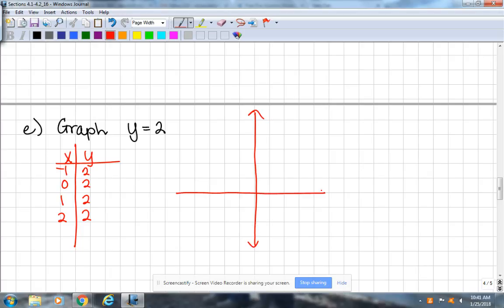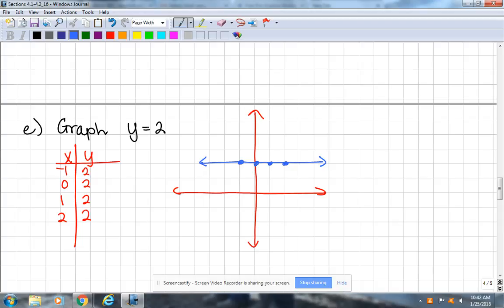I'm going to graph mine in blue so you can see it better. Left 1 up 2, 0 up 2, 1 up 2, 2 up 2. So yeah, it's horizontal. Where is it crossing the y-axis at? 2. So y equals 2 is a horizontal line that crosses the y-axis at 2.